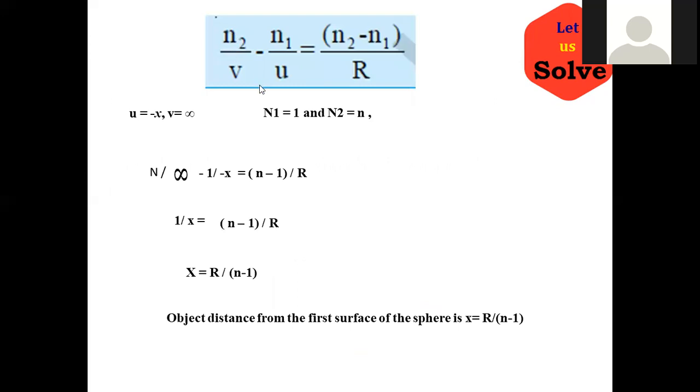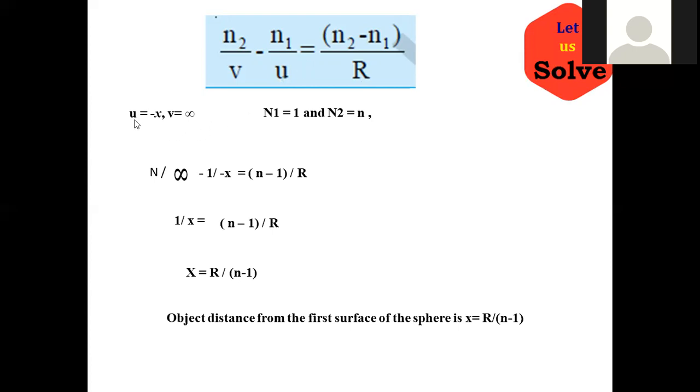What's the relation? n2 by v minus n1 by u is equal to n2 minus n1 by r. Here n2 and n1 are the refractive indices of air and water, the two different media interfacing with each other. And v and u stand for what? v is the image distance from the pole point, u is the object distance from the pole point, and r is the radius which is provided. All the values are known to us.